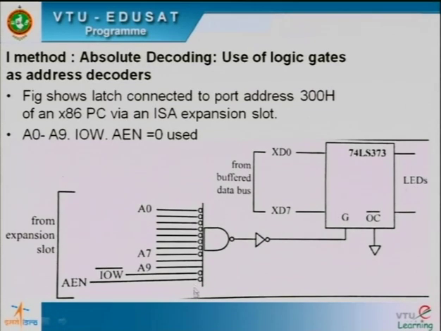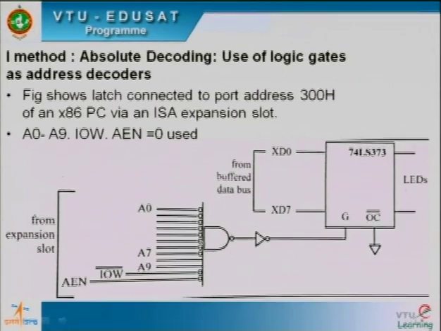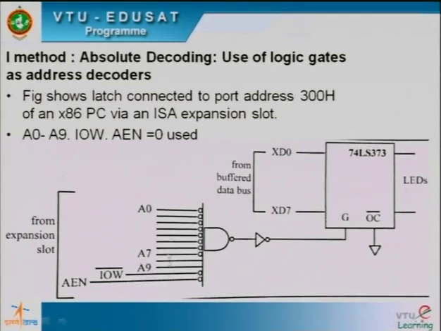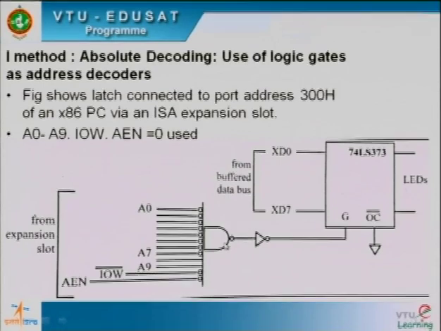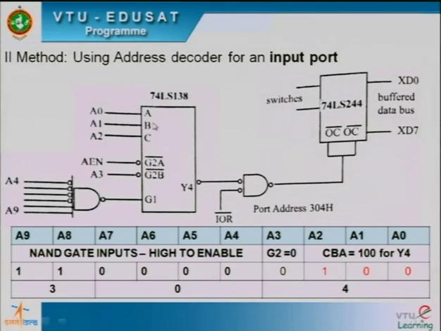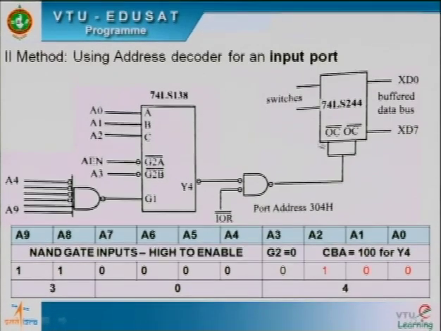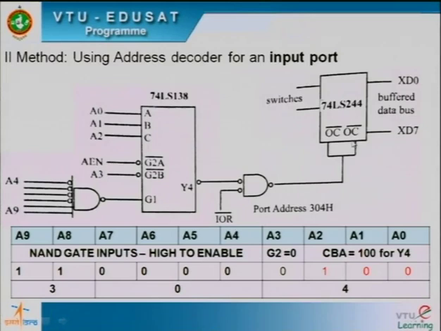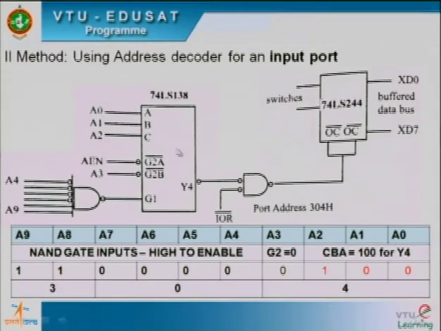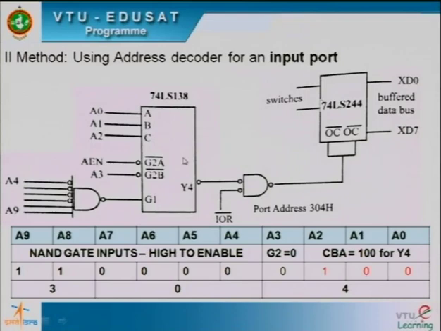As for decoding, we had used two methods. One was using logic gates, and using the logic gates you could do absolute decoding or partial decoding. Apart from the logic gates, we also had the decoder IC, that is 138. This 138 has 8 outputs, and we could use each one to enable one of the devices. This covers address decoding for both the latches as well as buffers.